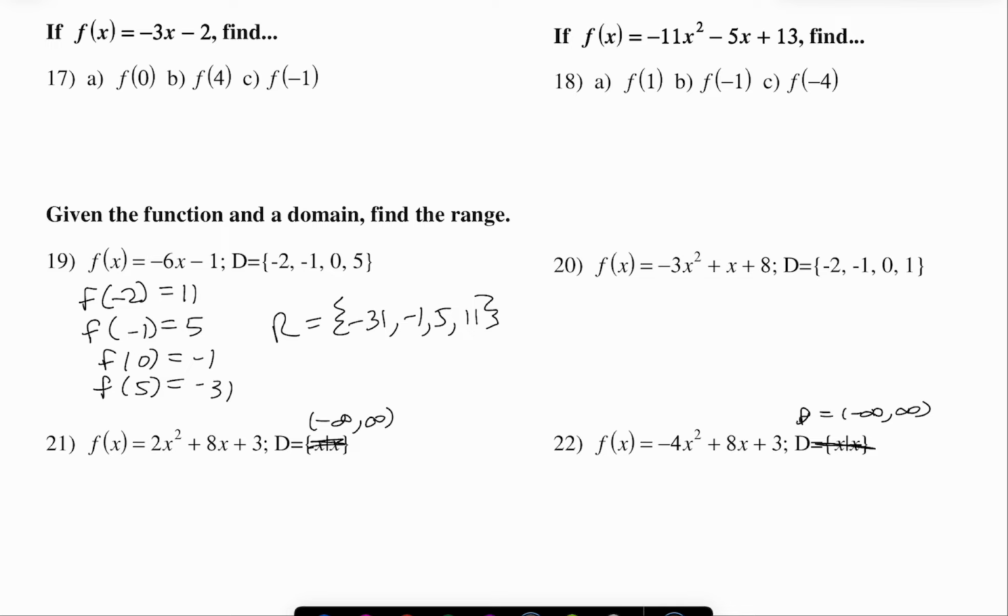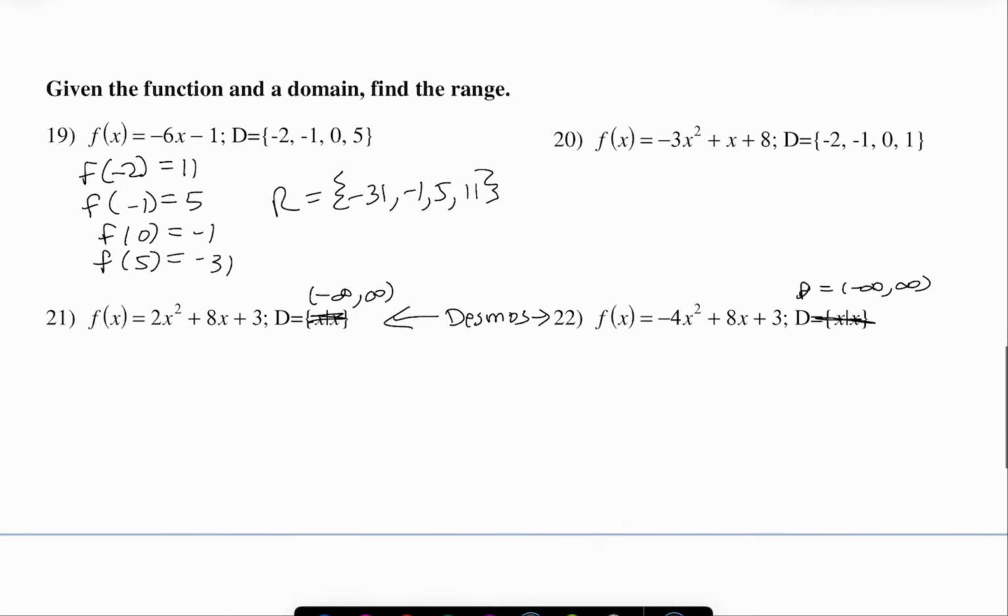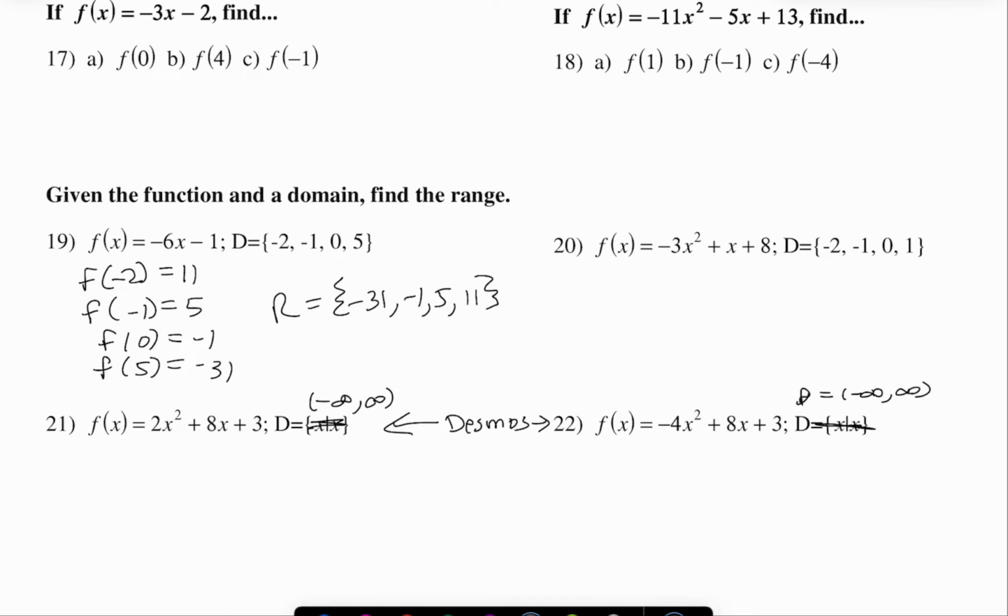Now, for 20, since it says all real numbers, for 21 and 22, these ones you have to use Desmos. That's the only way you're going to be able to know what the range is. So please, for those ones, shove those into Desmos. So for the remainder of class, work on this worksheet, work on your assignment, your homework assignments that are due. There you go.